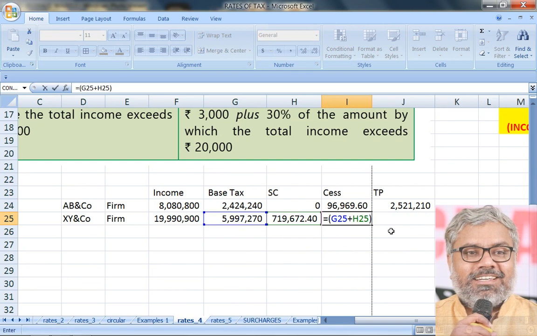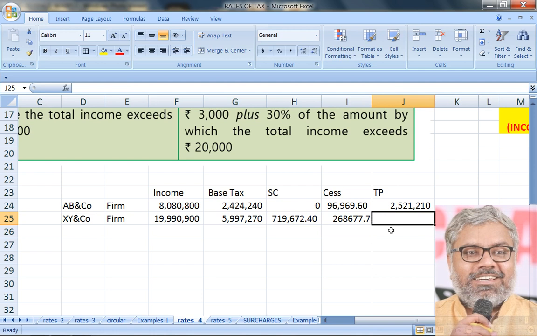Cess we have to calculate on tax plus surcharge. That is how much? 4%. Understand this carefully. Base tax plus surcharge into 4% is the cess. So how much is the cess here? Whatever that amount is. So finally what we have to calculate is base tax plus surcharge plus cess. This is the tax payable in the case of firm X, Y and co, which has an income of 1 crore 99 lakhs 90,900. How much they have to pay?